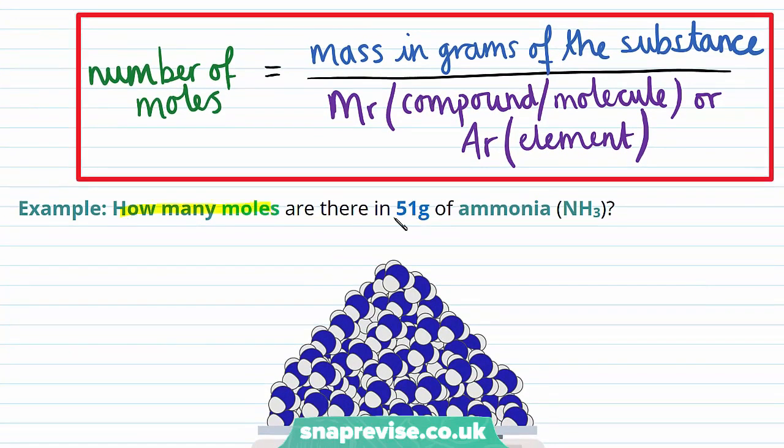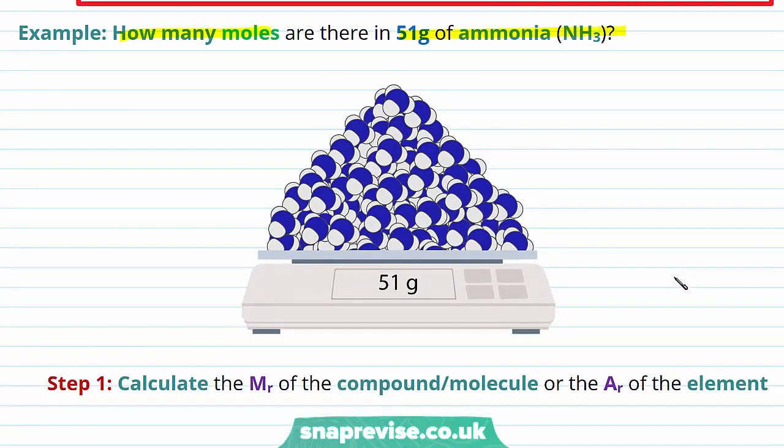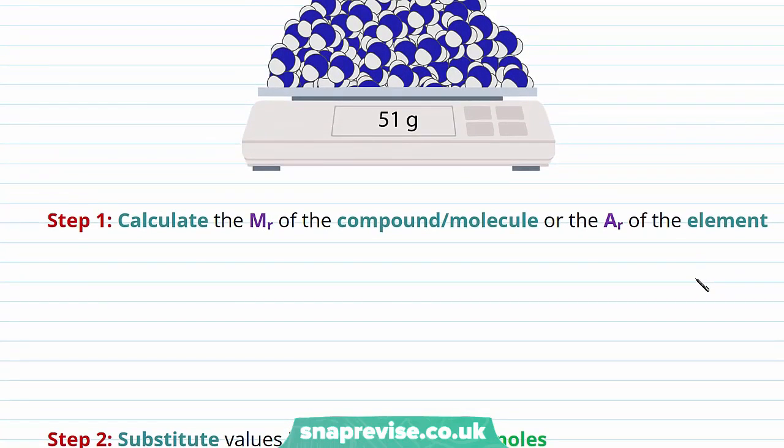How many moles are there in 51 grams of ammonia, which is NH3? What this question is saying is how many molecules of ammonia, measured in the units of moles, does it take to weigh 51 grams? To work out the number of moles in 51 grams of ammonia, we can follow a two-step process. The first of which is to calculate the relative formula mass of a compound or molecule, or the relative atomic mass of the element that we're talking about.